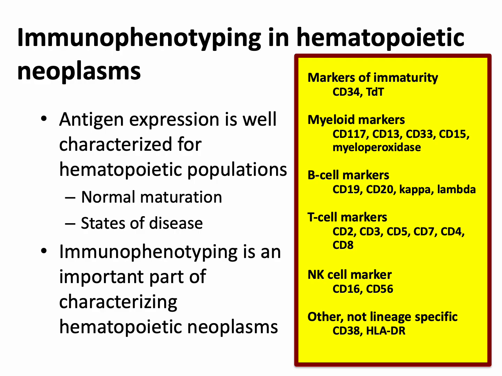Several examples of antigens that are evaluated by flow cytometry when considering a hematopoietic neoplasm are shown on the plot here on the right side of your screen. They include markers of immaturity, which might be expressed, for instance, in acute leukemia, myeloid markers, and markers of B, T, or NK cell lymphoid differentiation. Again, immunophenotyping is a critical part of characterizing hematopoietic neoplasms, and this is a place where flow cytometry is used very frequently.